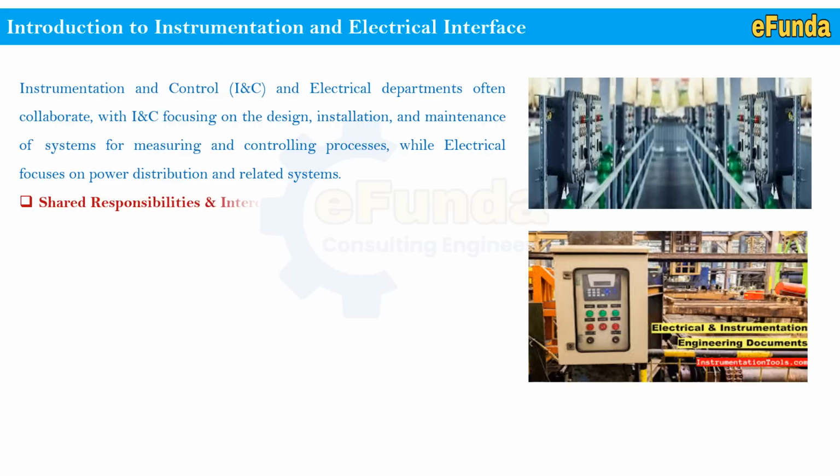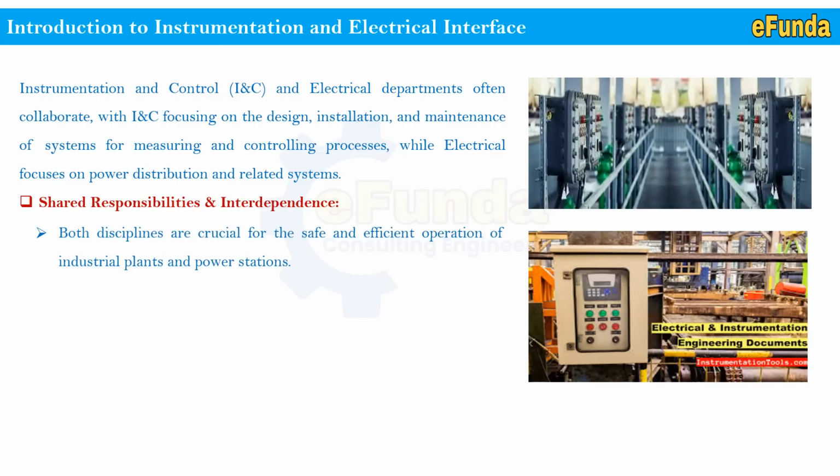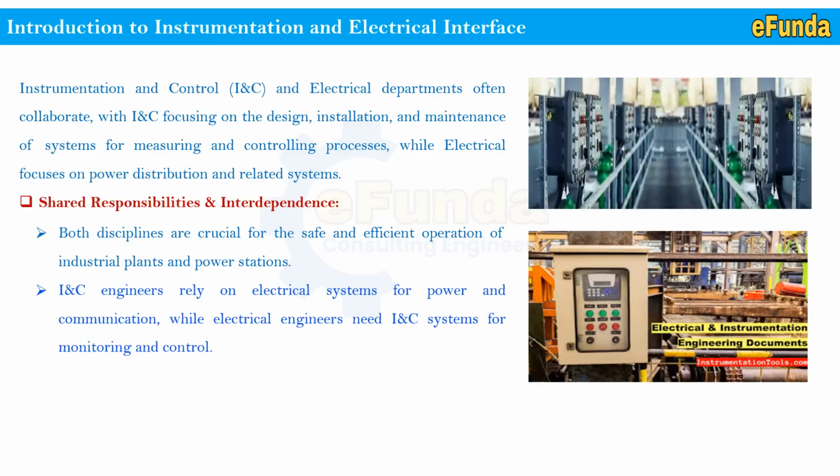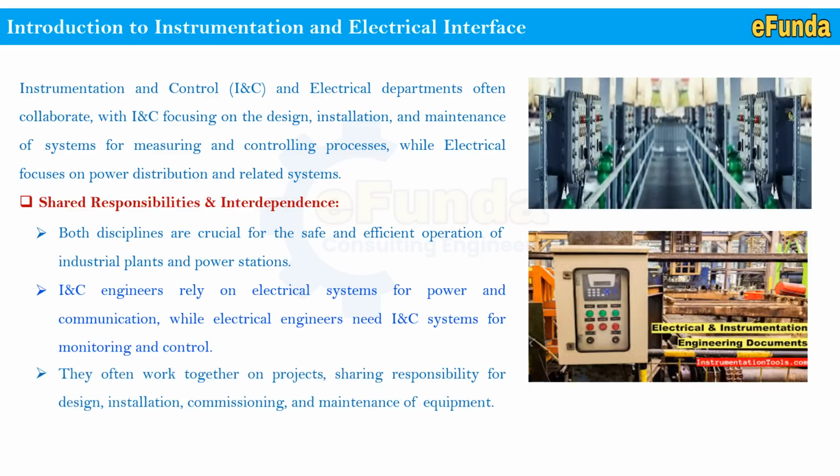Shared responsibilities and interdependence. Both disciplines are crucial for the safe and efficient operation of industrial plants and power stations. Second, IC engineers rely on electrical systems for their power and communication, while electrical engineers need IC systems for monitoring and control purposes. They often work together on a project, sharing responsibility for the design, installation, commissioning, and maintenance of the equipment related to the plant. This is how the introduction is covered briefly for the interface between instrumentation and electrical discipline.